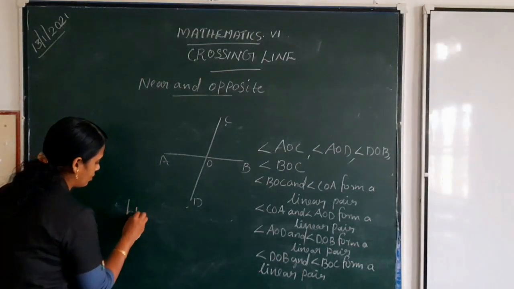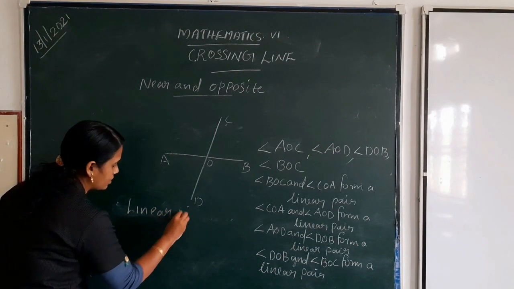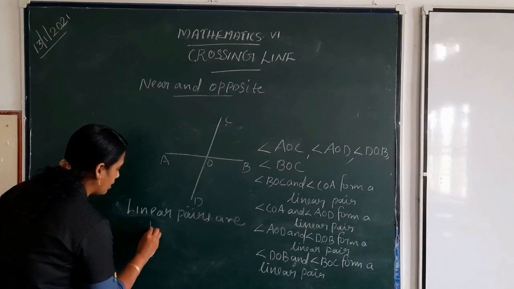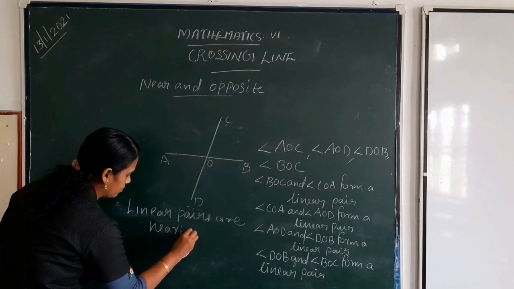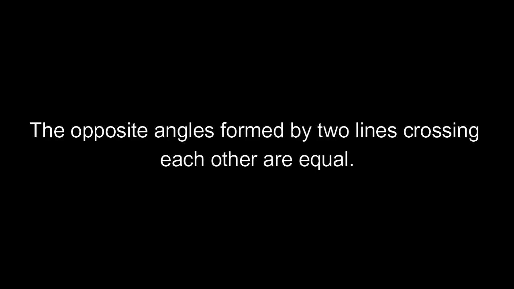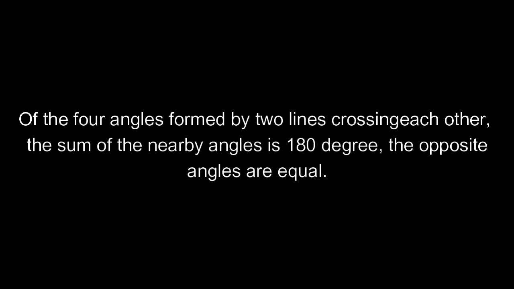Here linear pairs are nearby angles. The opposite angles formed by two lines crossing each other are equal. Of the four angles formed by two lines crossing each other, the sum of the nearby angles is 180 degree. The opposite angles are equal.